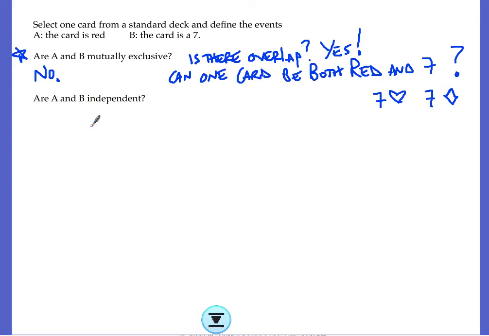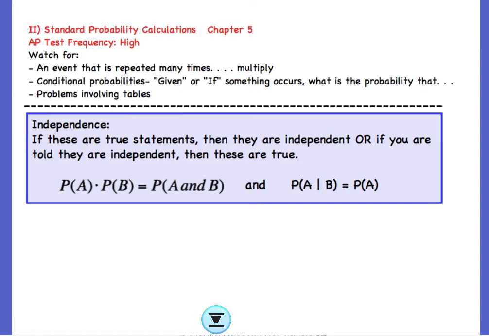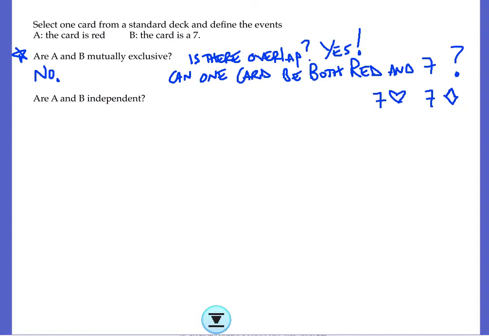Okay, now are they independent? Well, that is a little harder to just reason through. That's why we have these formulas from the beginning here. If I can use these formulas and prove that the left really does equal the right, then I know for sure that they are independent. So let's try this one, and we're going to see if they really do equal the probability of A and B.